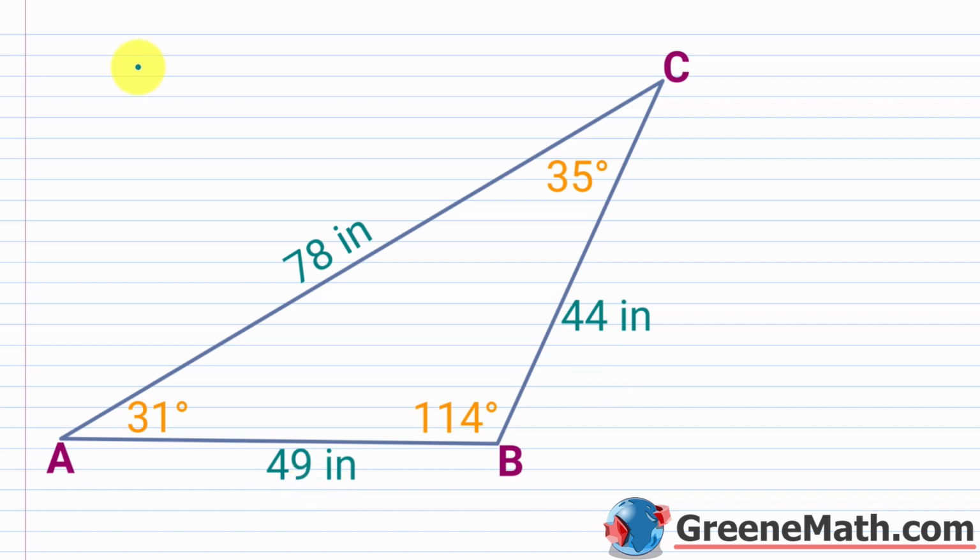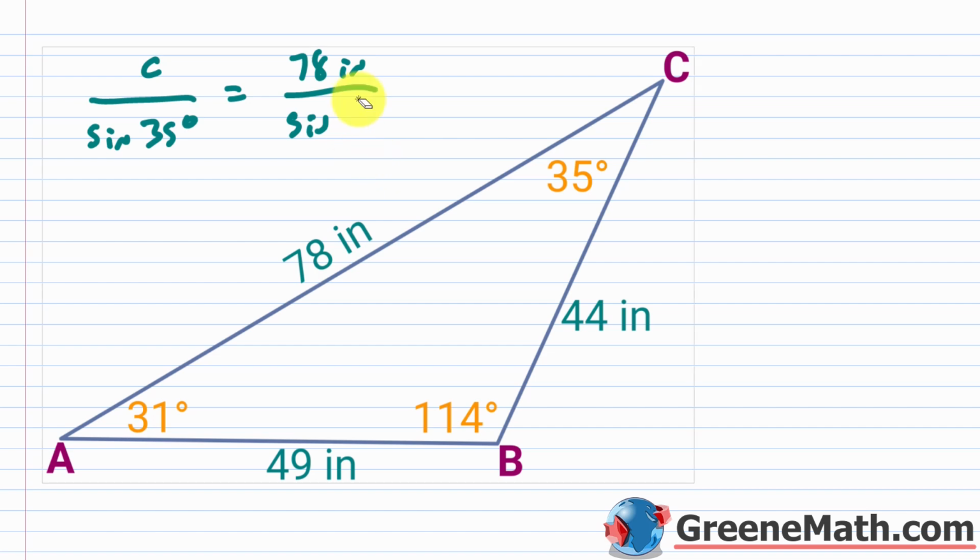So you're just going to say that this lowercase c, or the length of this side here, over the sine of your angle C, so this is 35 degrees for the measure, is going to be equal to, again, the length of this guy right here. So the lowercase b, that's going to be 78 inches over the sine of this angle here, which is B, so that's 114 degrees. Okay, what you would do is just multiply both sides by the sine of 35 degrees.